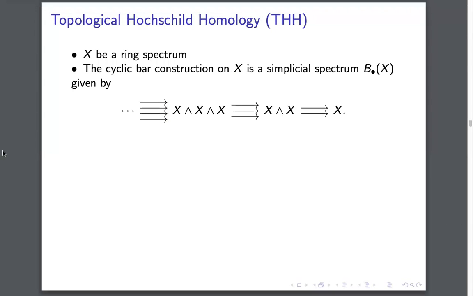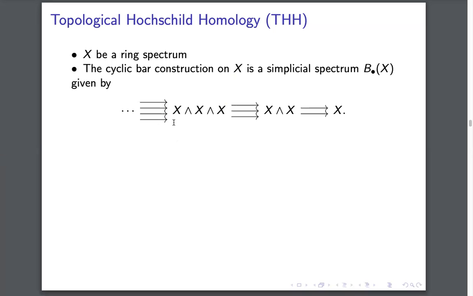So to define topological Hochschild homology, we can just start with the definition of Hochschild homology, which was there before THH. We can start with the definition in the case of classical rings, replace all the rings with ring spectra and all the tensor products with smash products of spectra, and you obtain the definition of THH. Right, so you get this simplicial bar construction, which is a simplicial spectrum given by x to the power s plus 1 at simplicial degree s.